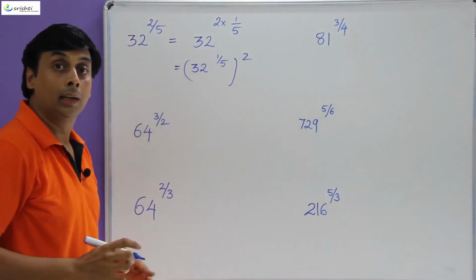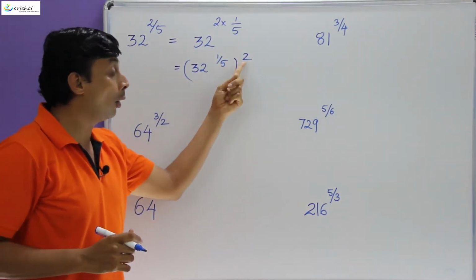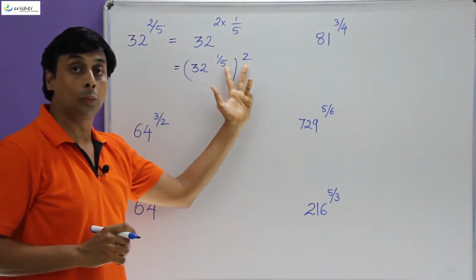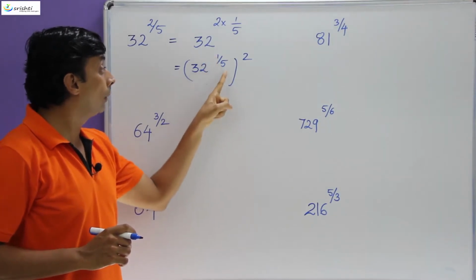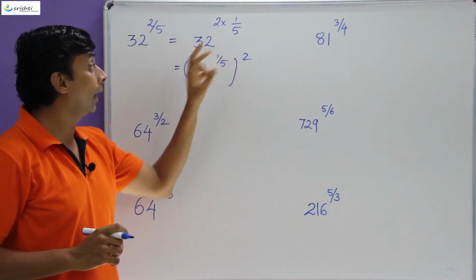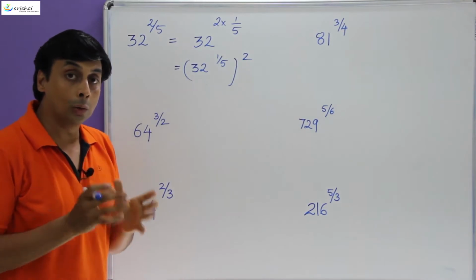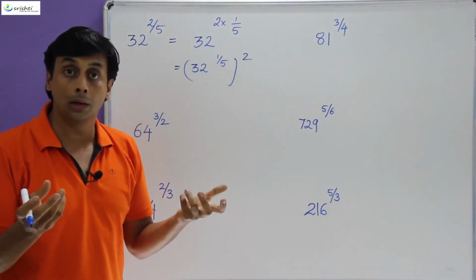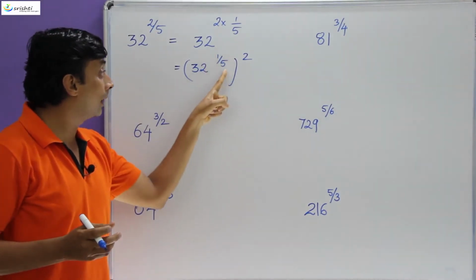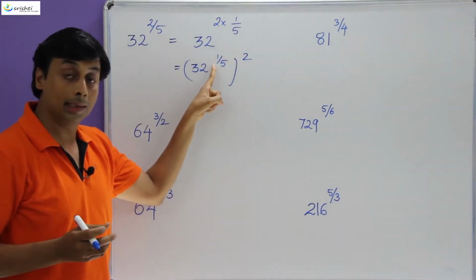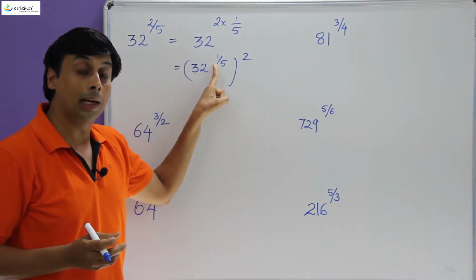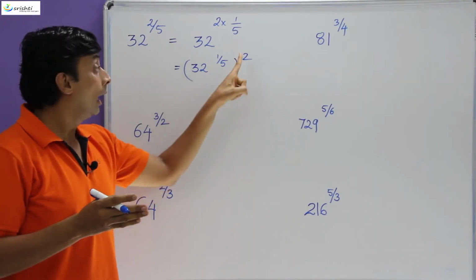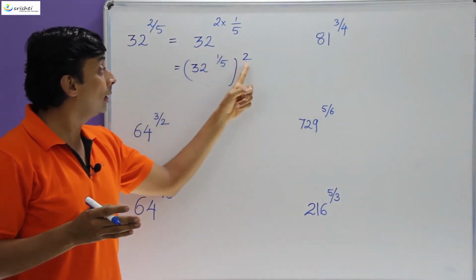Do you recollect the power law? It said that when you have a power of a power, the resulting power is basically the multiplication of these two powers. So 32 raised to 1 by 5 the whole square is how I can write this particular problem. So if you notice, what I have really done is I have split the fractional power as a fraction, which is 1 over 5 in this case. And what does 1 over 5 mean as a power? It means the fifth root of 32. And the other part is a power of 2.